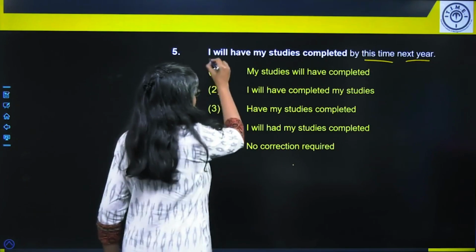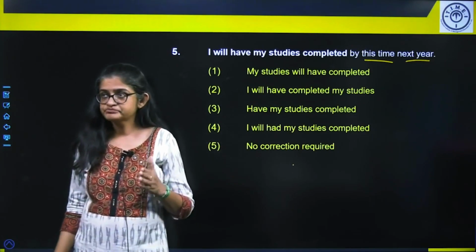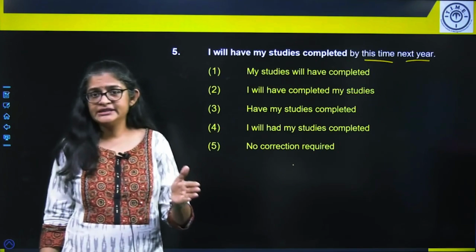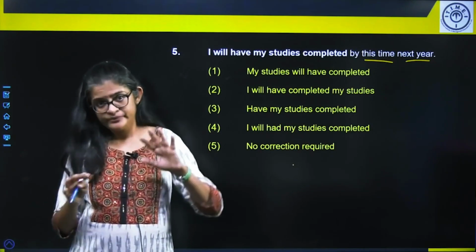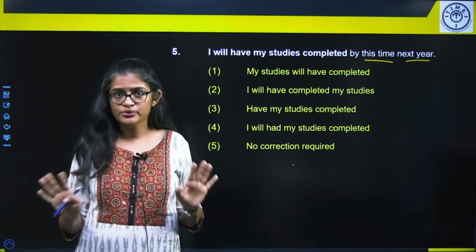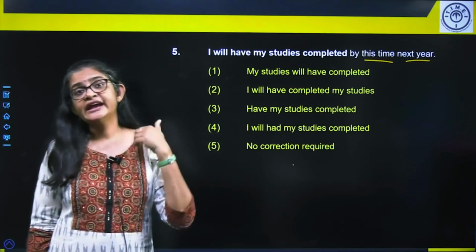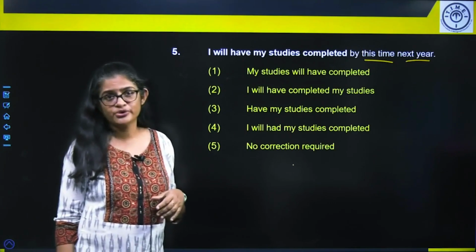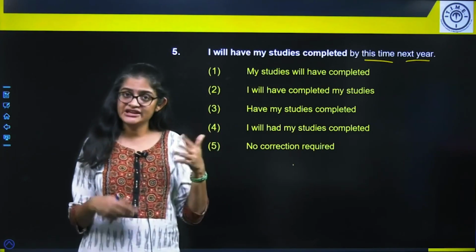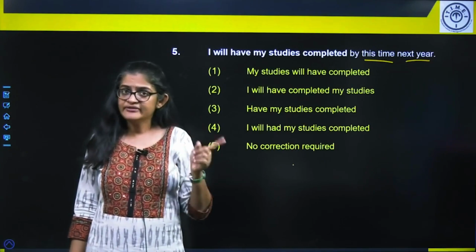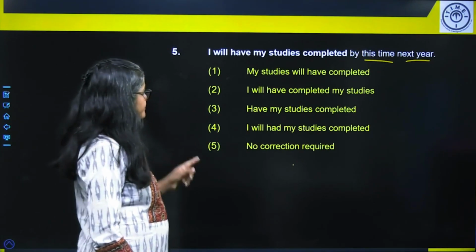Now, when we say "I will have my studies completed", I'll give you two quick examples. I will have completed this work by tomorrow means by tomorrow this time I will have finished this work. I will have this work completed means I will get somebody to complete this work by tomorrow. That is what he is saying here. I will have my studies completed means he will get someone to complete his studies for him. Is that possible? No. So, let us see.